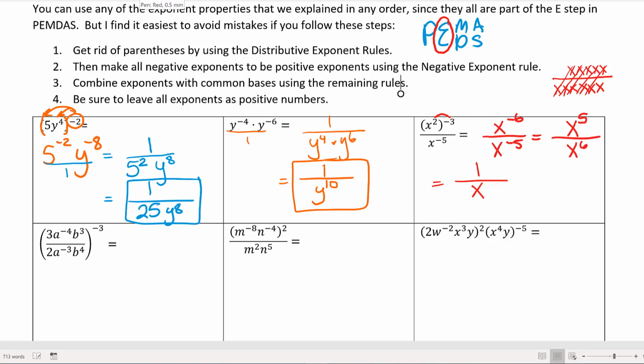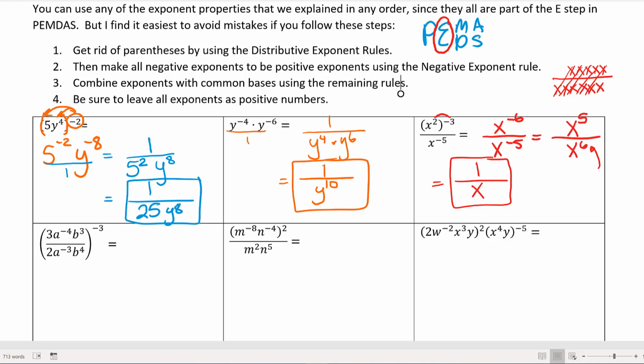How could you tell that the leftovers were going to be at the bottom? Well, because 6 is bigger than 5. So if you just put the leftovers wherever the bigger number was, then you can always just take big minus small, and that's a little bit easier, I think.